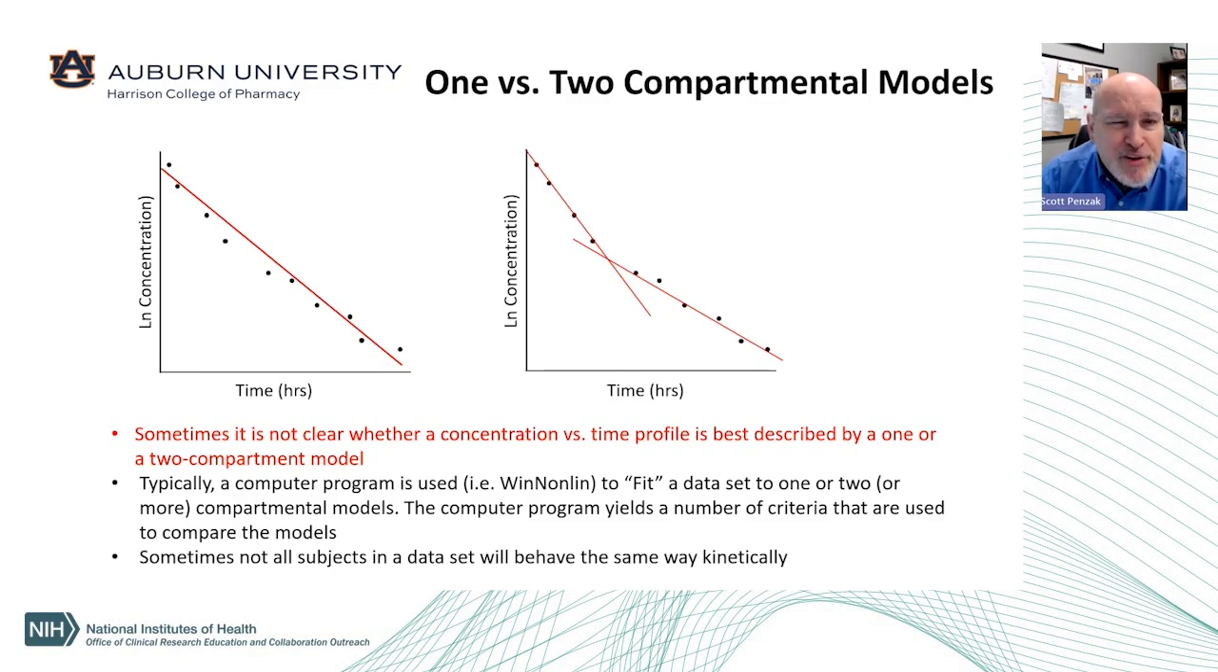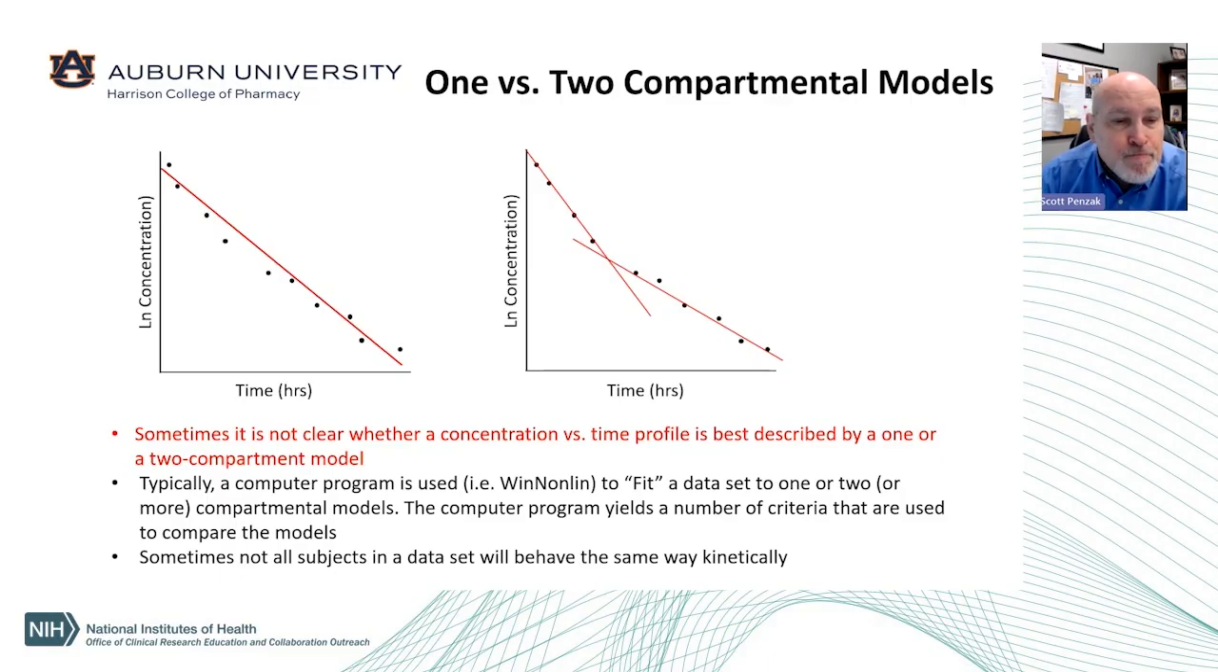And then you ask yourself, well, how do you know which one describes the data better? Well, clearly the computer program will yield different parameters that we can use to compare one with another. And what we're comparing is essentially something called goodness of fit, because that's what these models are doing. They're trying to fit the data.